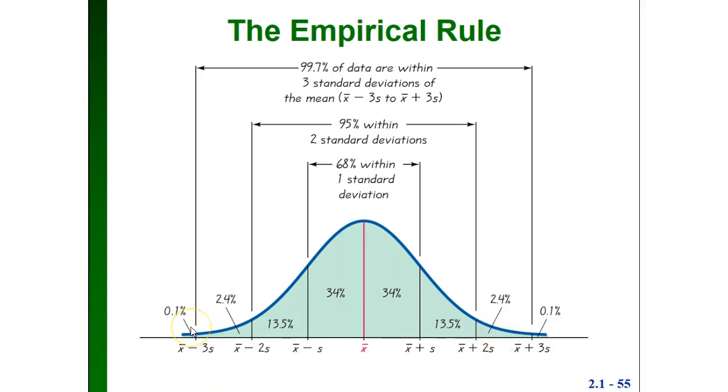And then if we're outside of three standard deviations, so if we're more than three standard deviations below the mean, that whole region from here onto the left is about 0.1% of the data, and the same thing on this end. If we go three standard deviations above the mean, from there to the right is about 0.1% of the data values.